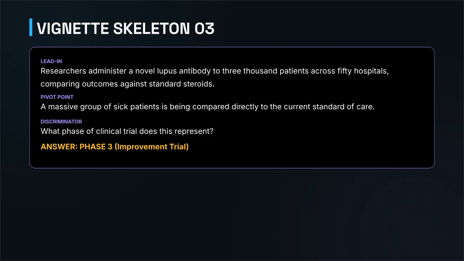The pharmaceutical company is spending hundreds of millions of dollars to definitively prove that their new antibody is mathematically and clinically superior to the old cheap steroids. If they succeed, they win FDA approval and massive profits. If they fail, the drug dies. This is the ultimate proving ground of modern medicine.